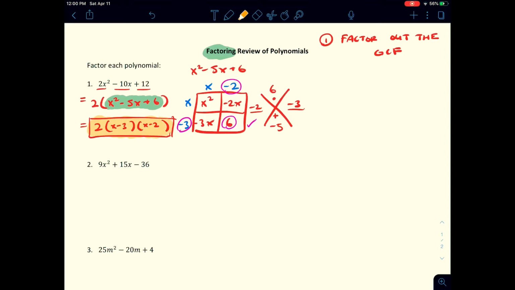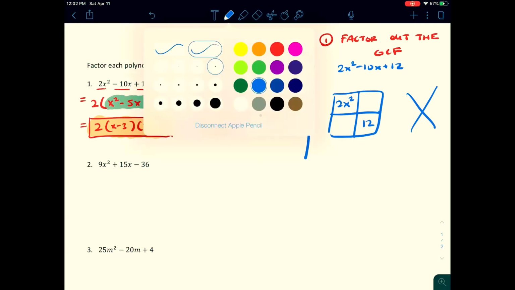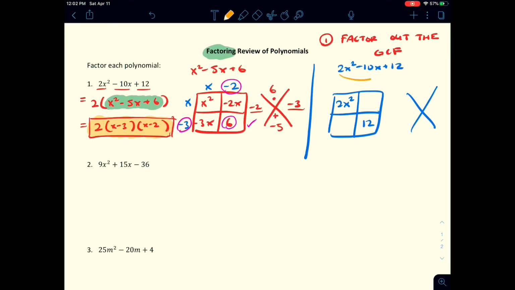So hopefully you see how we factor out the GCF. That was our very first step. Let me show you what would happen if I did not factor out that 2 from the very beginning. So let me just copy down this problem here. Creating the X box. First term goes in the first box, last term goes in the last box. Now if you remember, what we're going to do here is multiply 2 times 12. That gives me 24, which is what my product's going to be. And my sum is going to be negative 10. That's the coefficient of my middle term.